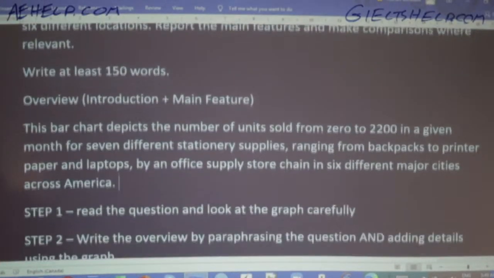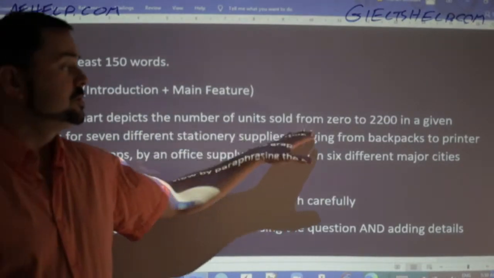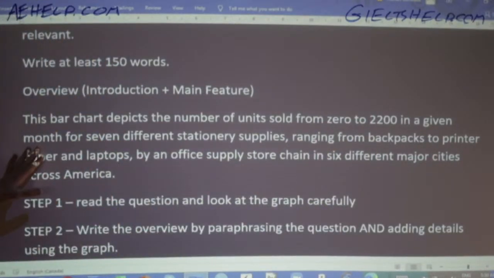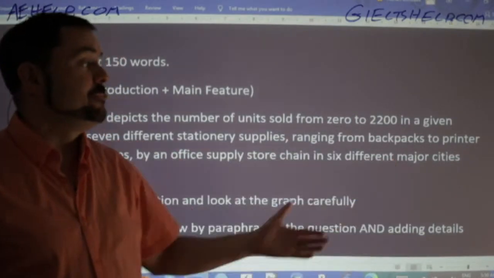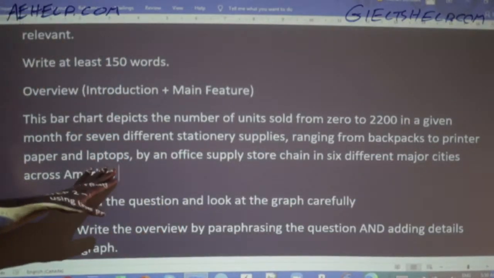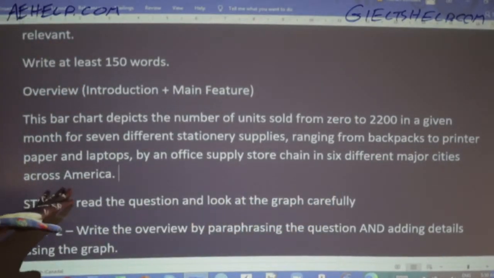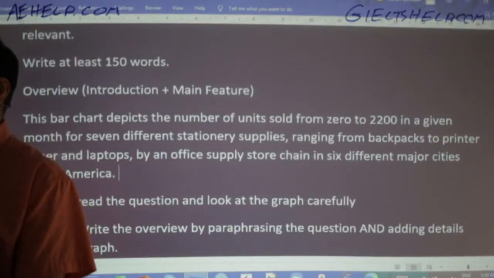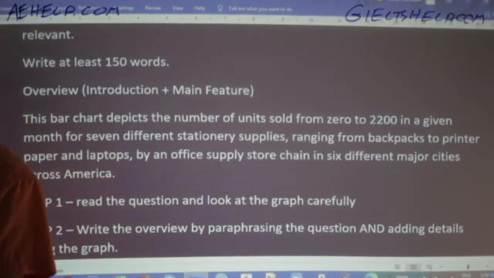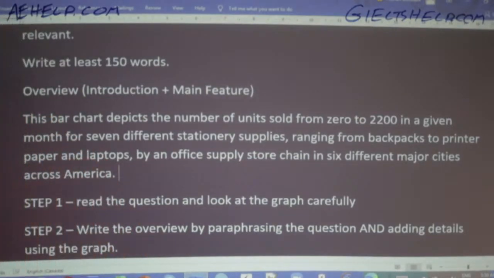Okay. This is my paraphrase here. This bar chart depicts the number of units sold from 0 to 2,200 in a given month for 7 different stationary supplies, ranging from backpacks to printer paper and laptops, by an office supply store chain in 6 different major cities across America, okay? Because they are major cities, okay? Yeah, Ali, absolutely. Both you and Nick Hill have at least a band 8 level introduction so far. So that's very, very good, okay?